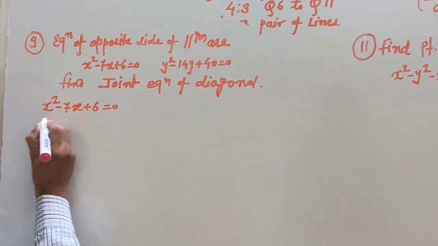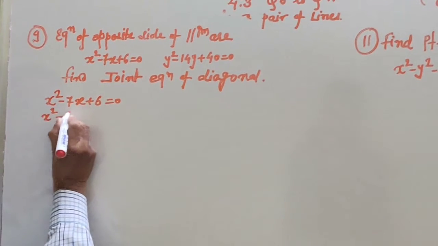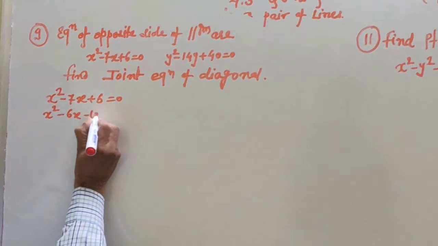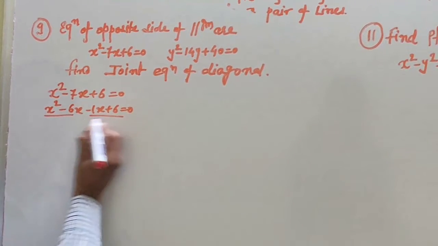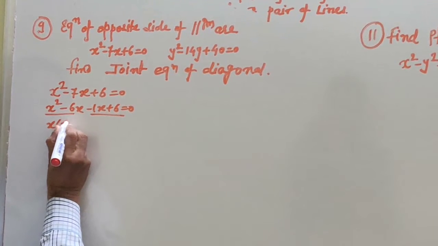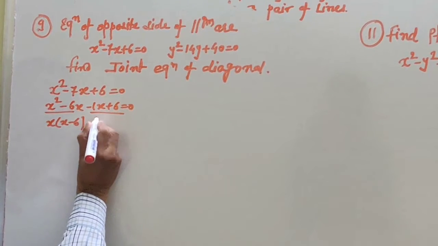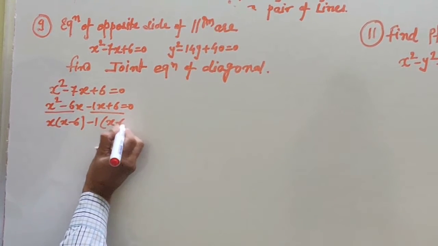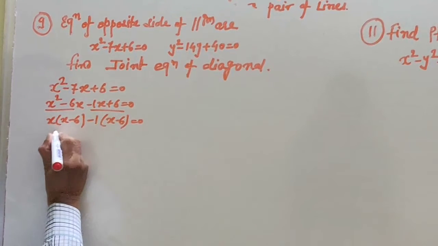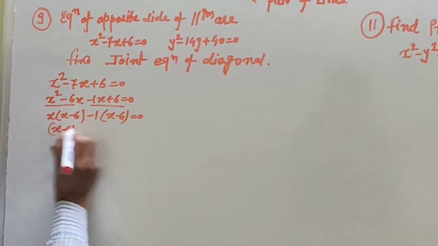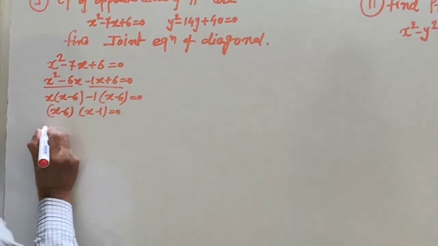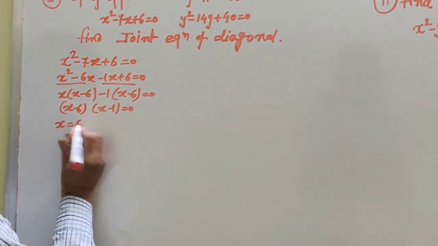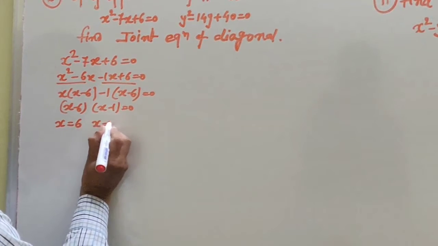So 6 1 means x square minus 6x minus 1x plus 6 is equal to 0. Now I can take out the common. X will taken out common, x minus 6 minus 1 will taken out common, x minus 6 is equal to 0, x minus 6 and x minus 1. These are the 2 points. Therefore I will get x is equal to 6 and x is equal to 1.